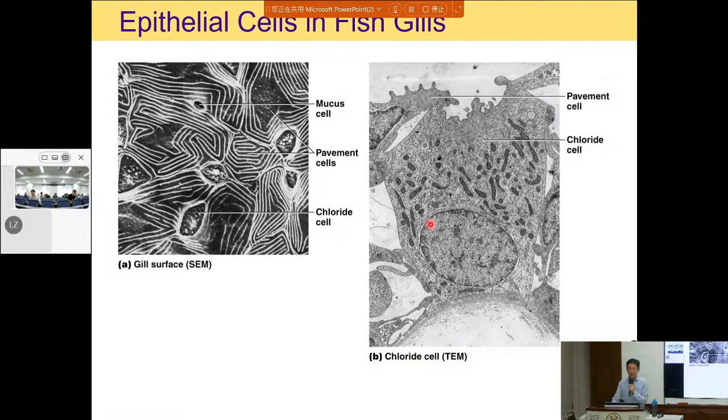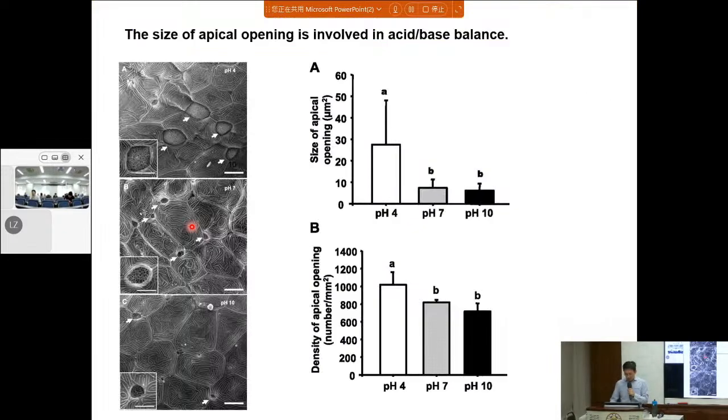So the structure of the ionocyte is like here. So this is a pavement cell, basically for respiration, and the chloride cell, they have many mitochondria. So you can also call this a mitochondria-rich cell, and they are big. So they have the apical and the basolateral side. So this is a SEM. So this is a pavement cell, and this is a chloride cell. So the function of this cell is basically for acid-base or ion regulation.